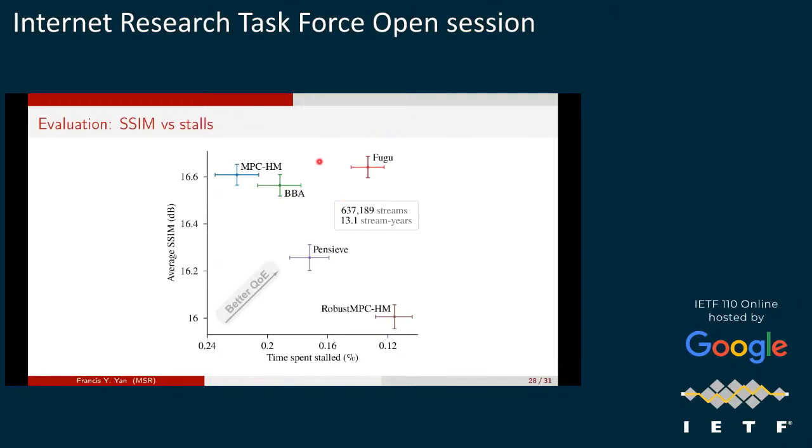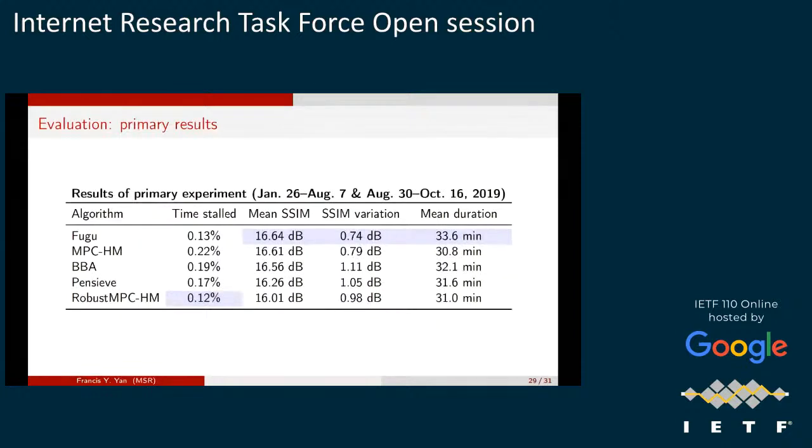In this figure, Fugu is here. It achieves the highest video quality and lowest stall ratio, except robust MPC has a lower stall ratio than Fugu, but that comes at a great cost of video quality. This table contains the raw performance numbers of the same experiment, where the first row is Fugu. We can see Fugu's mean stall ratio in the first column is only 0.01% higher than the lowest scheme.